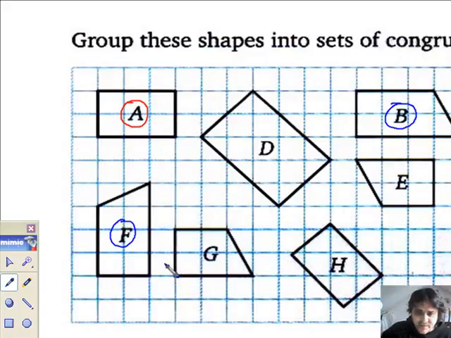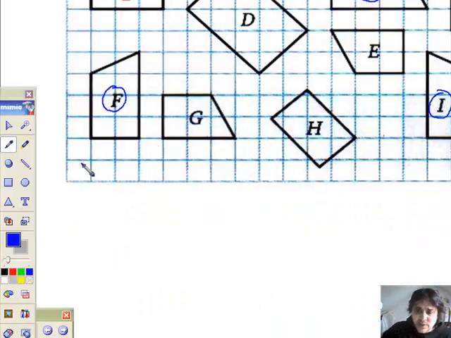What about these two trapezia here? Just like F and B, but it's smaller. It's a 2 by 2 square, and the triangular part is a 1 by 2. Same with E, 2 by 2 square and a 1 by 2 triangle. So let's make these the same as well. So G is congruent to E.